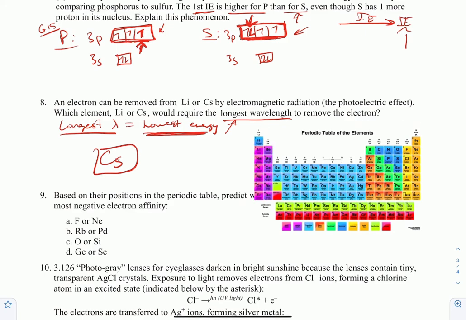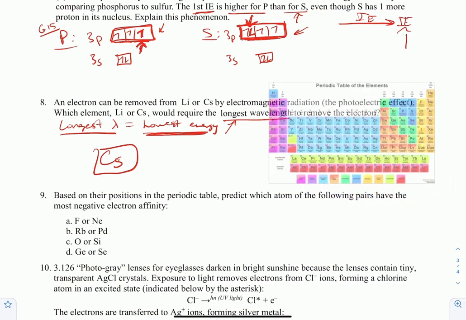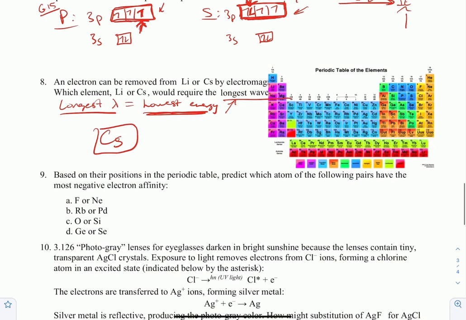Okay. Now on to number 9 here. I'm going to keep this periodic table up here. It says, based on the positions in the periodic table, predict which atom of the following pairs have the most electron affinity. Okay, most negative electron affinity, which is just saying the most electron affinity, because the electron affinity increases in negatives towards the right and up. Right, so we said it increases to the right and up, but it increases in orders of magnitudes of negative. So this side is more negative. All right, which just means it's releasing more energy as you add an electron.